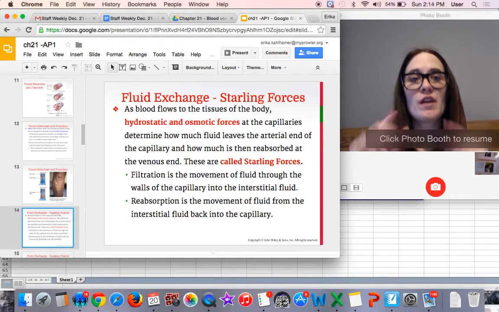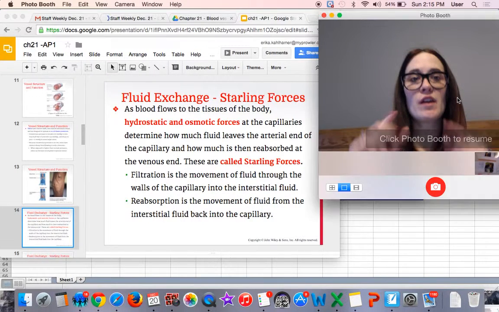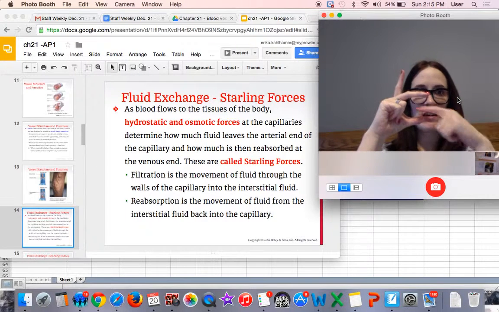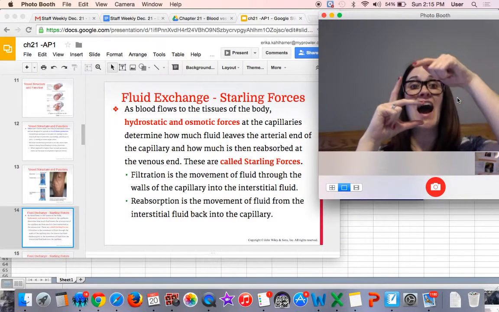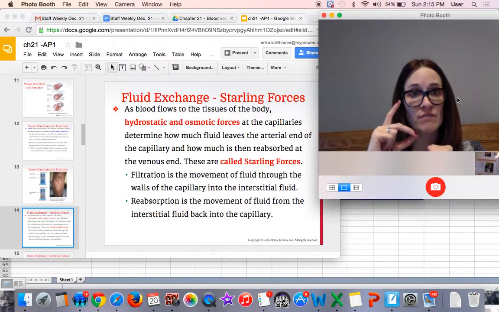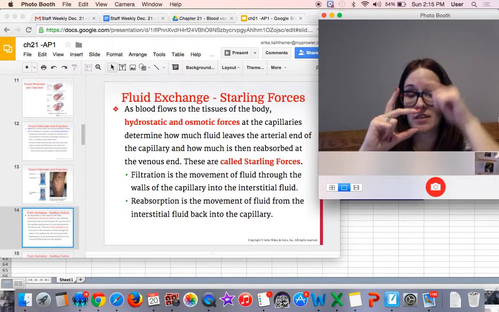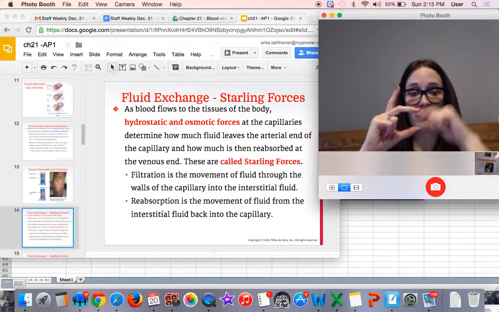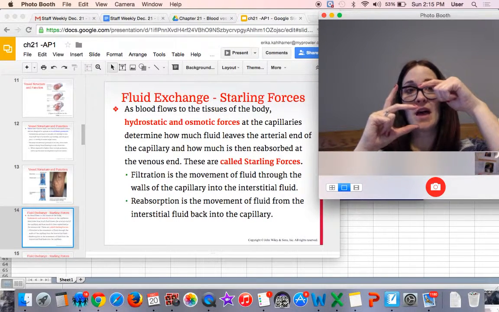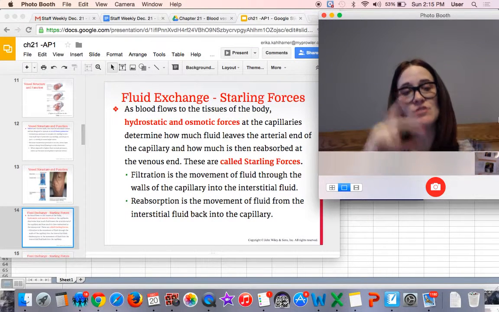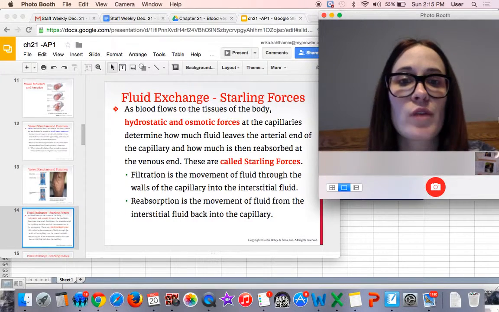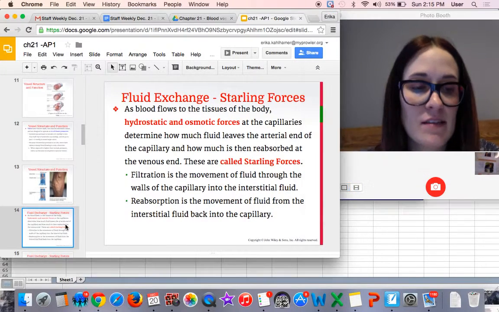So if this is our blood vessel, the movement of fluids from the blood vessels to the tissues, so out into the tissues, is called filtration. Like water through a coffee filter, filtration. And the opposite movement of that fluid going back into the blood vessels is called reabsorption, back into the capillaries.